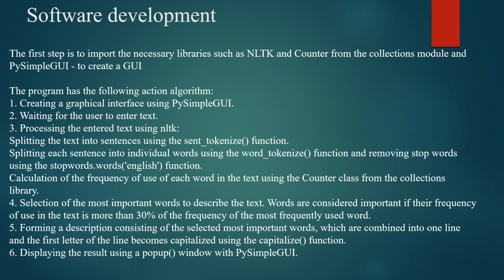Calculation of the frequency of use of each word in the text using the Counter class from the collections library. Selection of the most important words to describe the text: words are considered important if the frequency of use in the text is more than 30% of the frequency of the most frequently used word. Forming a description consisting of the selected most important words, which are combined into one line, and the first letter of the line becomes capitalized using the capitalize function.